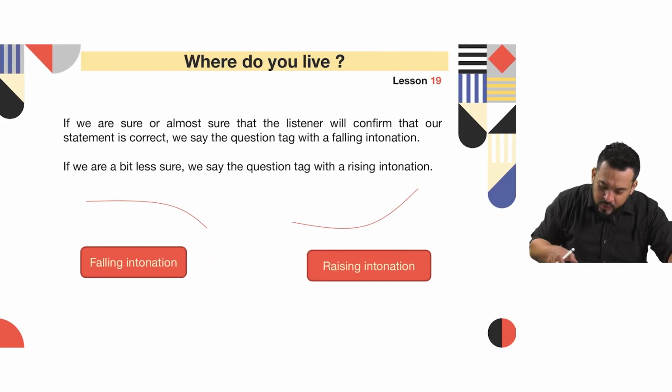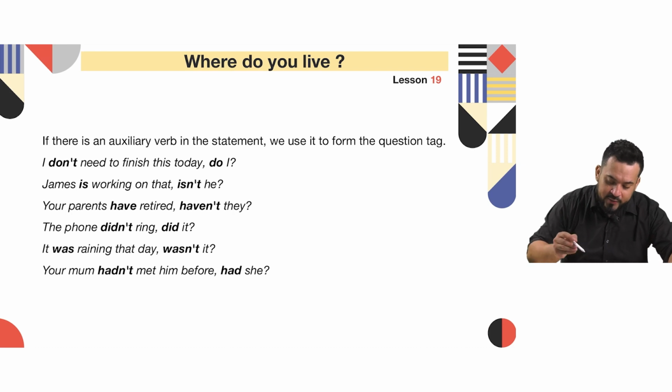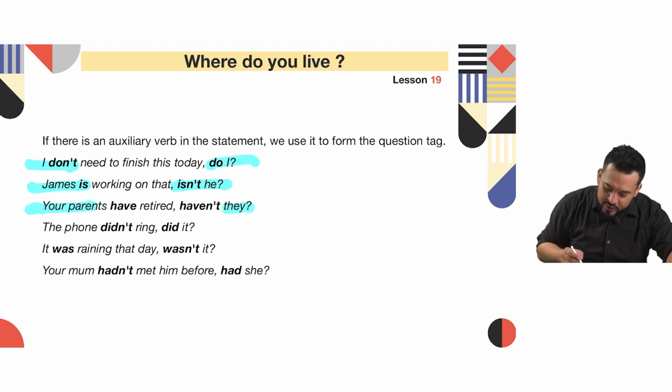Okay. Now let's take a look at more examples. I don't need to finish this today, do I? So I don't, do. James is working on that, isn't he? James, he, is, isn't. Your parents have retired, haven't they? Your parents, they, have, haven't. The phone didn't ring, did it? Didn't, did, the phone, it.